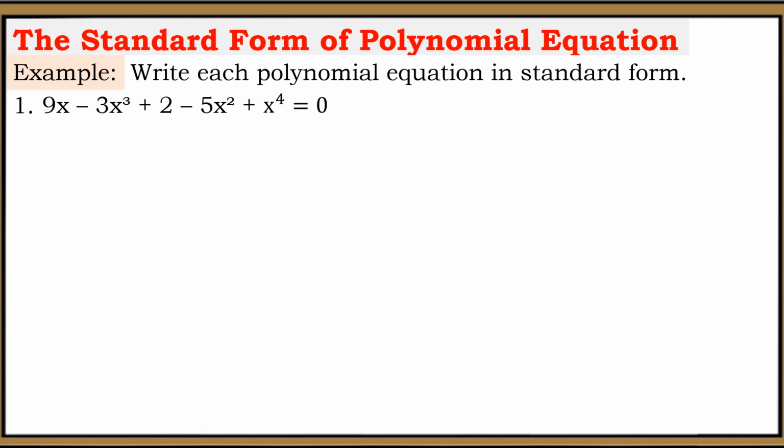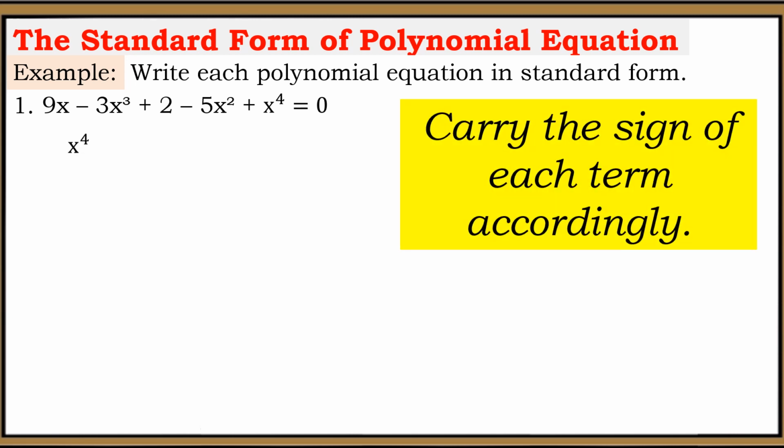So, paano natin gagawin? I-arrange lang natin yung polynomial sa descending order, mula sa pinakamataas na exponent hanggang sa constant term. So, the highest exponent here is x to the fourth. So, we have x to the fourth. Next is negative. Okay, carry the sign of each term accordingly. We have negative 3x cubed. Then, we have negative 5x squared, positive 9x, and the constant term, positive 2 is equals to 0.